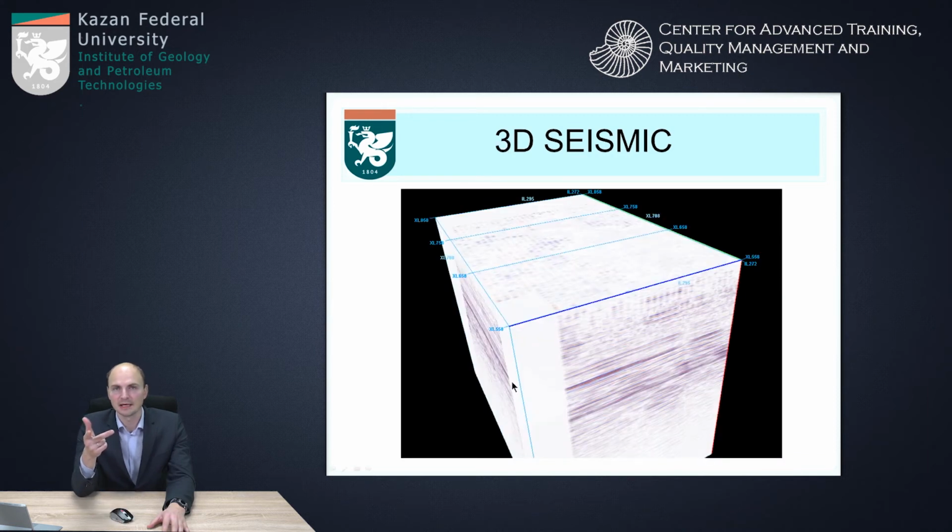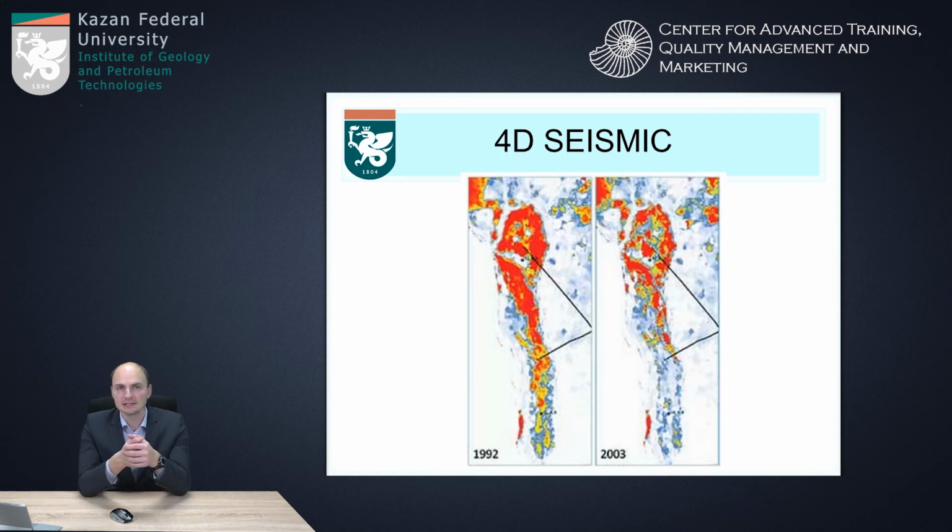3D seismic cube. In this case, we've got three coordinates, x, y, and z. And for each of these three coordinates, we can obtain the value of reflection, the value of amplitude. In addition to that, we could have the 4D seismic.